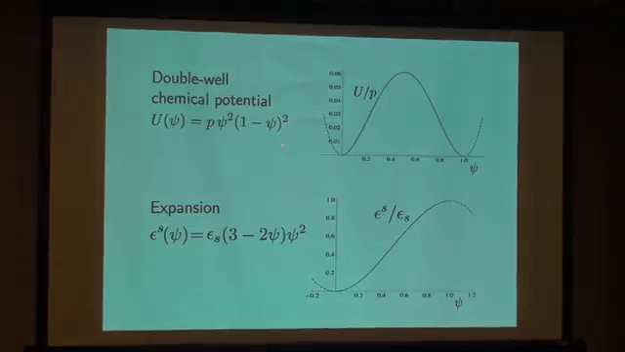Now this is the chemical potential. It was suggested by Landau in the 50s. And it's the simplest you can think of. It has two minima, one minimum for psi equal to 0, where you have zirconium. Then there is a barrier, and then you have a minimum also for the hydride.